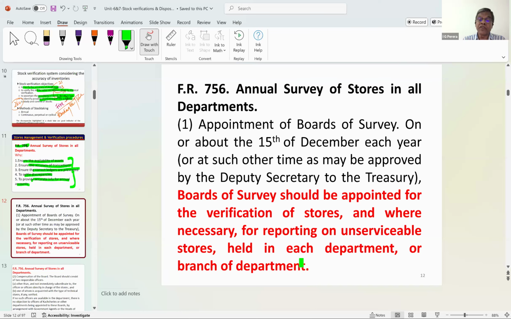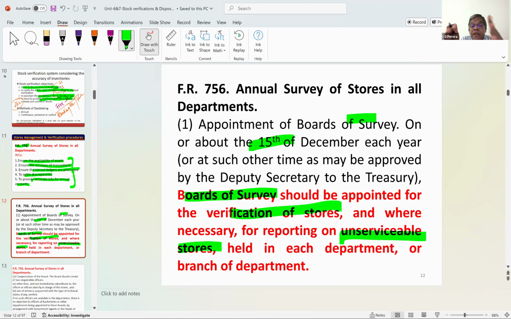You have to appoint the board of survey normally somewhere around 15th of December. The board of survey will be appointed for the verification of stores, verification of items, and also the board of survey is done not only for verification of inventories or stores, but even to decide on some unserviceable stores, unserviceable items.